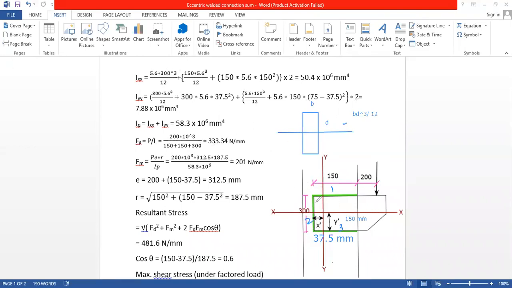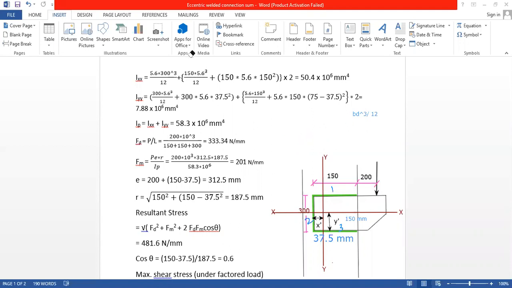If we assume it as a rectangular section, the moment of inertia about this axis is BD cube by 12. Now we have this section. This is also another rectangular section whose longer dimension can be taken as 150 mm, and the shorter dimension is taken as 5.6 mm, which is the throat thickness. Now, in this case, it will be a little complicated.